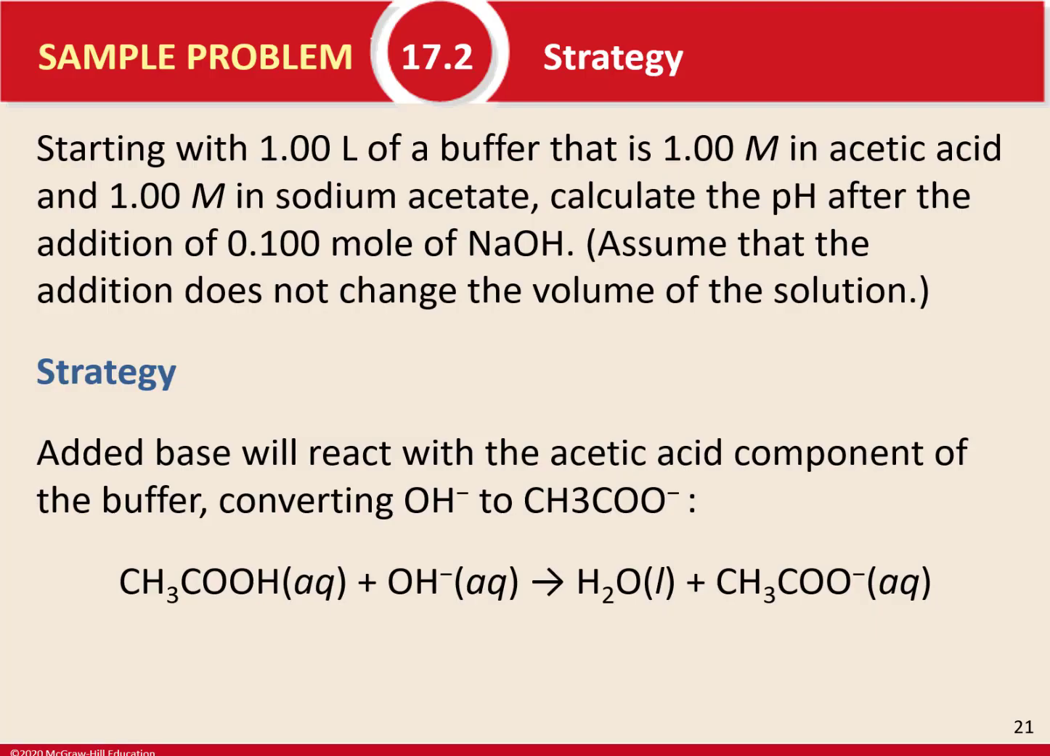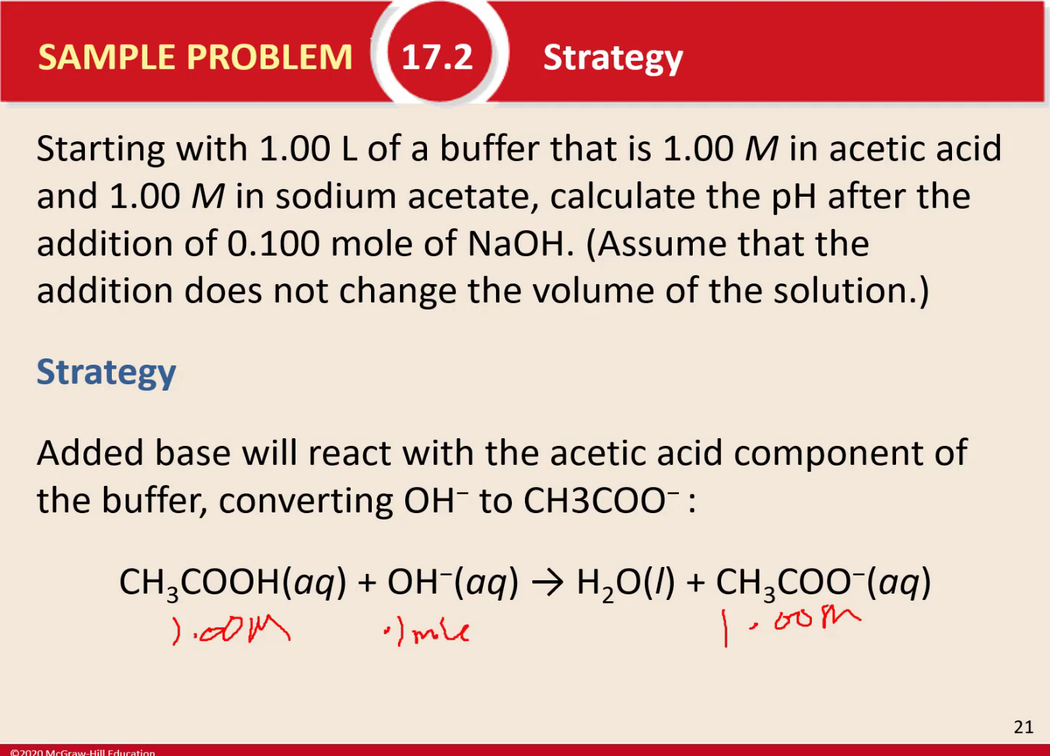So let's put it to work. So let's look at a problem. It says starting with a 1 liter buffer that is 0.1 molar in acetic acid, 0.1 molar in sodium acetate. Calculate the pH after the addition of 0.1 moles of sodium hydroxide. Assume the addition does not change the volume of the solution. All right, so what we have here is 1 molar of this, 1 molar of this, and we're going to add 0.1 mole of this.